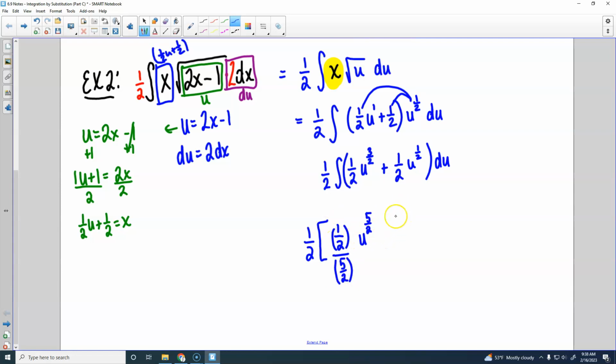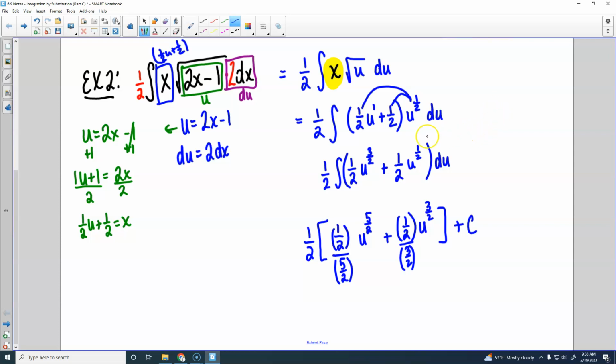If you can do it in your head, that's lovely. I'm just going to be extra clear. So we're going to get u to the 3/2 here. We're going to divide out front by 3/2. Plus c there on the end.